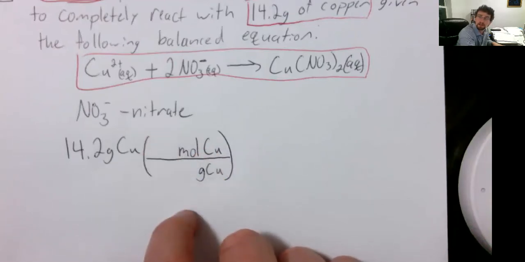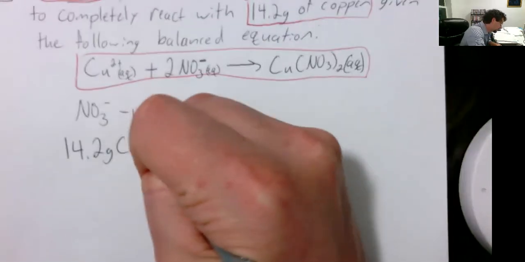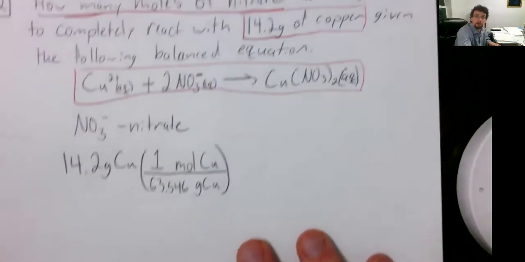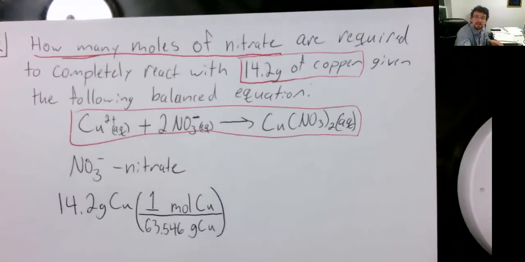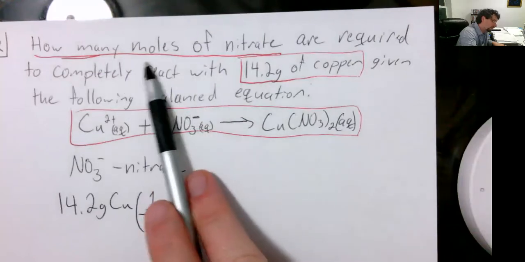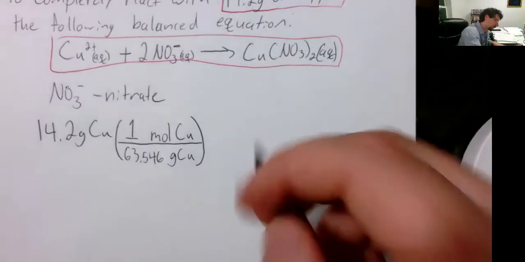Well, you can actually get them off the periodic table. If you look at the periodic table, what you'll find is for every 1 mole of copper, there are 63.546 grams of copper. However, if we go back to the previous question, does this answer our question when we multiply it? Nope, it doesn't. What we're looking for are moles of nitrate. So we've got to keep going. We have to have another conversion factor.